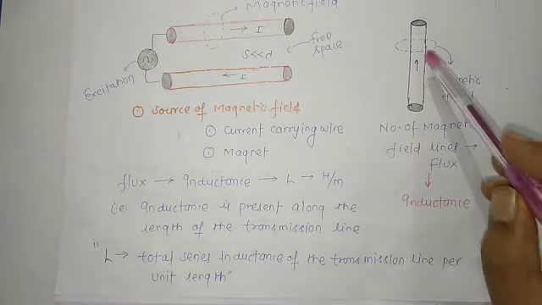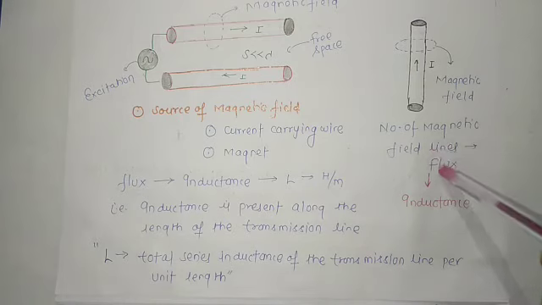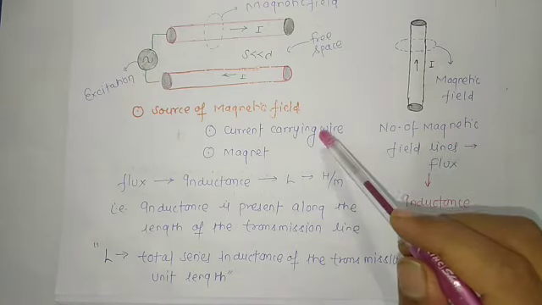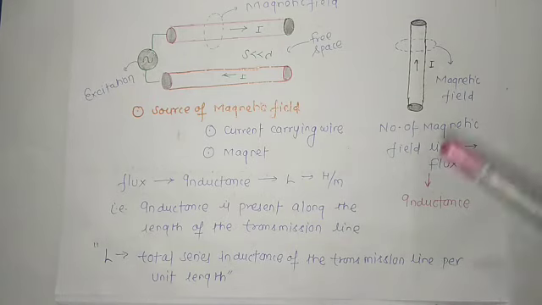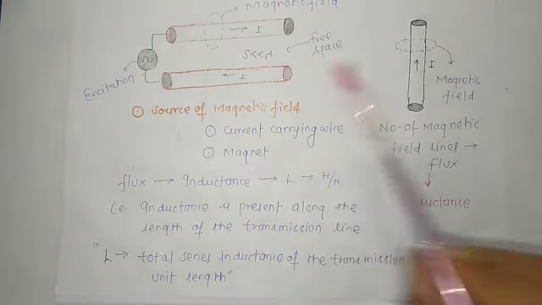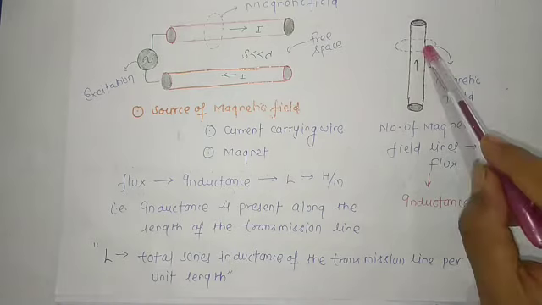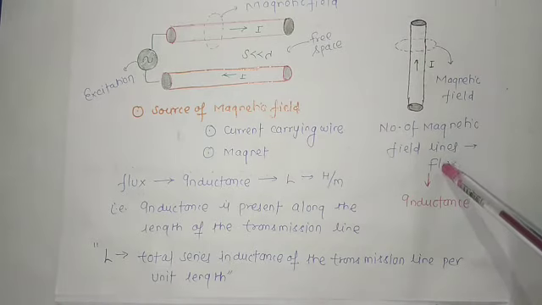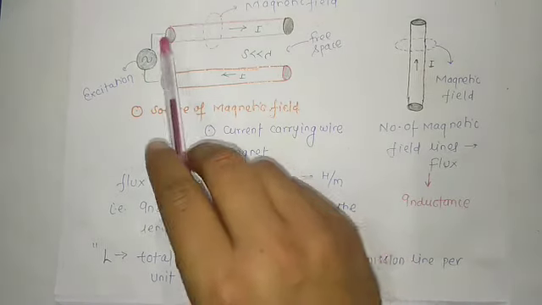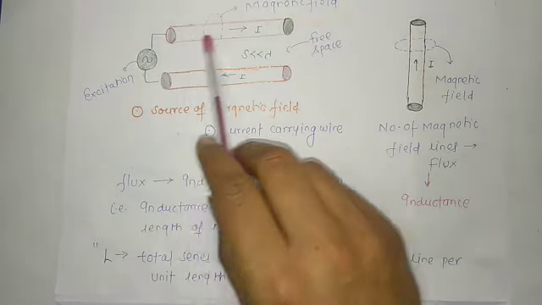And what is flux? Flux is nothing but the number of magnetic lines, known as magnetic flux. If somebody asks what electric flux is, the number of electric lines is known as electric flux. So the magnetic field is related with flux. Where there is flux, there will be inductance. Whenever current flows through the conductor, there will be a magnetic field, flux and inductance.